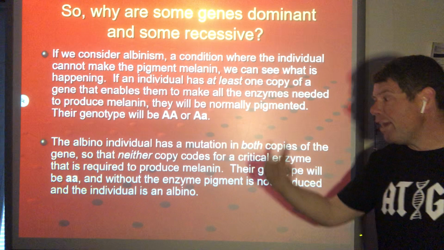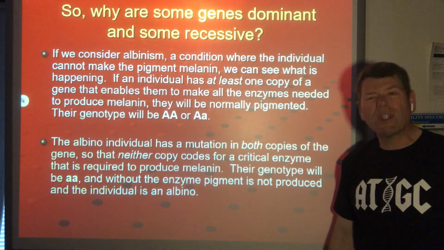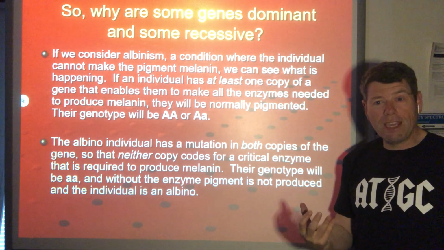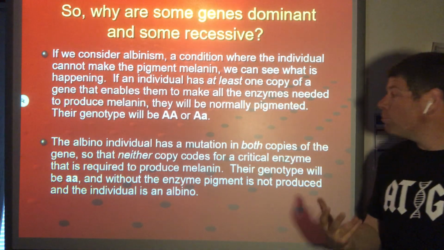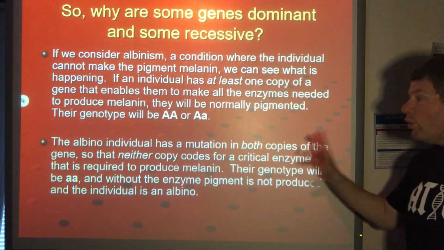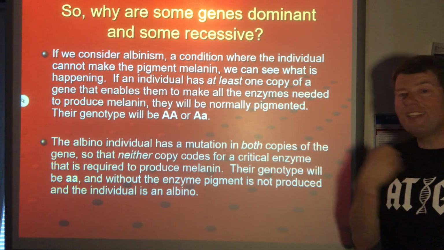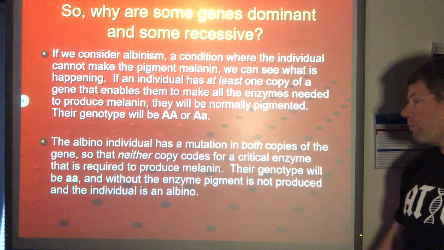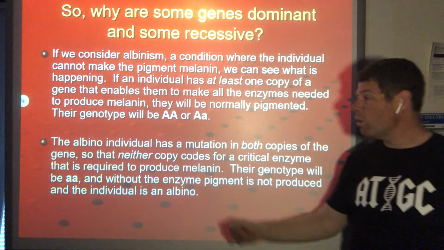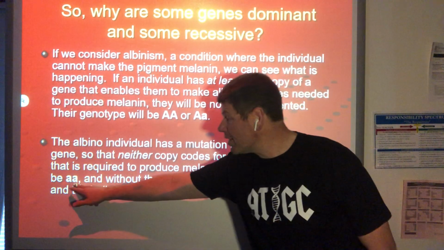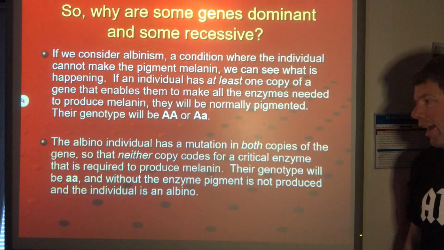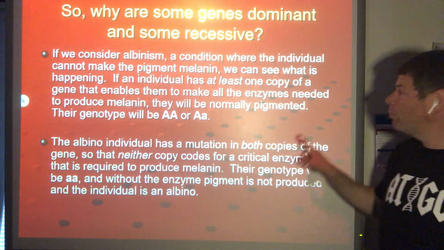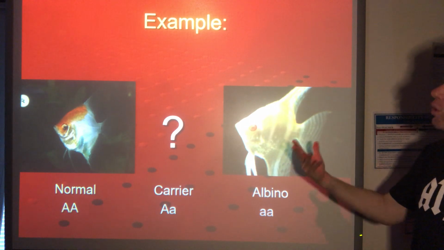But the albino individual has a mutation. So guys, mutations are often what causes there to be recessive alleles. But you'd have to have a mutation in both of your copies of that gene so that neither one has the code to make the enzymes that are necessary to make melanin. Their genotype, of course, will be homozygous recessive, little a, and then they don't have any melanin, so they are albino.